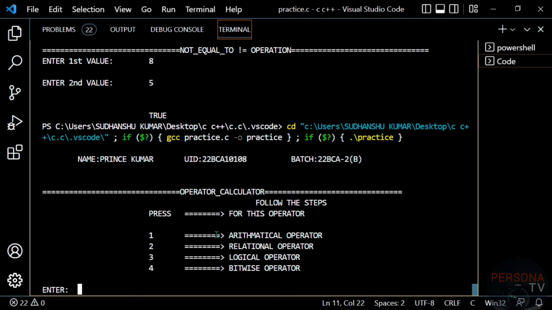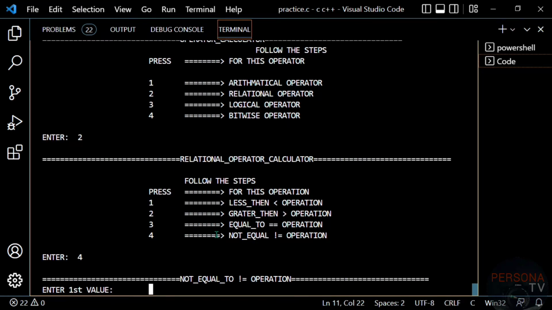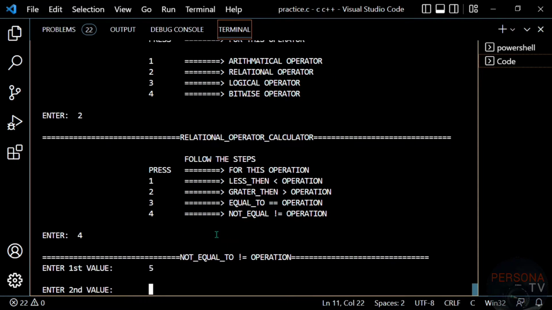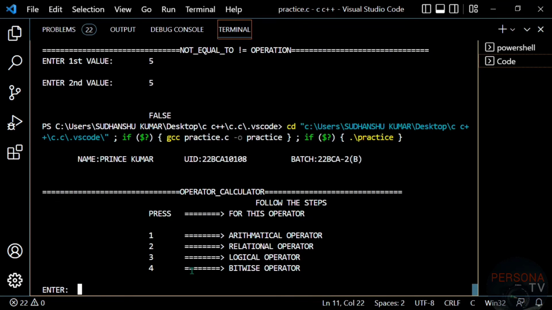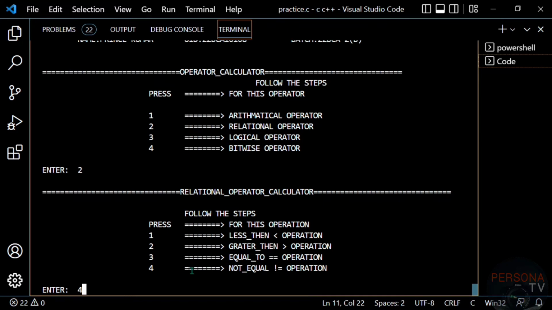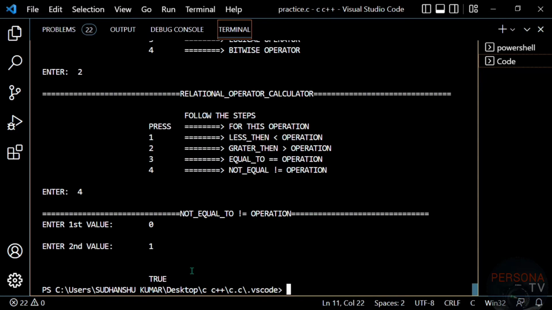For the second one, for the fourth, the compiler tells me 5 is equal to 5. Tell me, is 5 equal to 5? Yes, but the compiler gives you no, because I have run the condition for not equal to, so it is false. Again run this program. First value is 0 and second value is 1. It's true because both numbers are not equal.